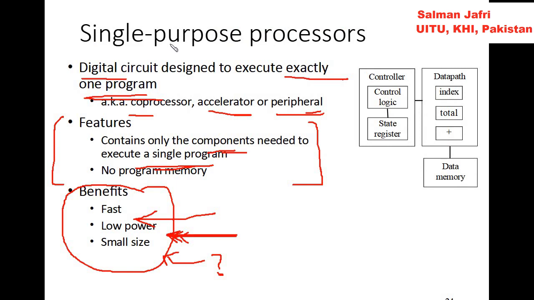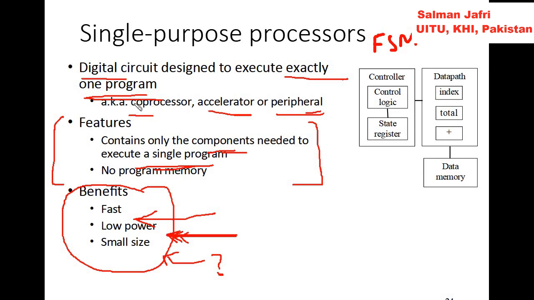As I discussed before, it is the extreme. Single purpose processor is designed by converting the algorithm into a processor technology. So single purpose processors are designed for only your algorithm. You can see how simple the controller section is, consisting only of the control logic and the state register. It's a very bare bones sort of FSM. And the data path is also very simple. It consists of two registers, index and total, a functional unit plus, and a simple data memory.